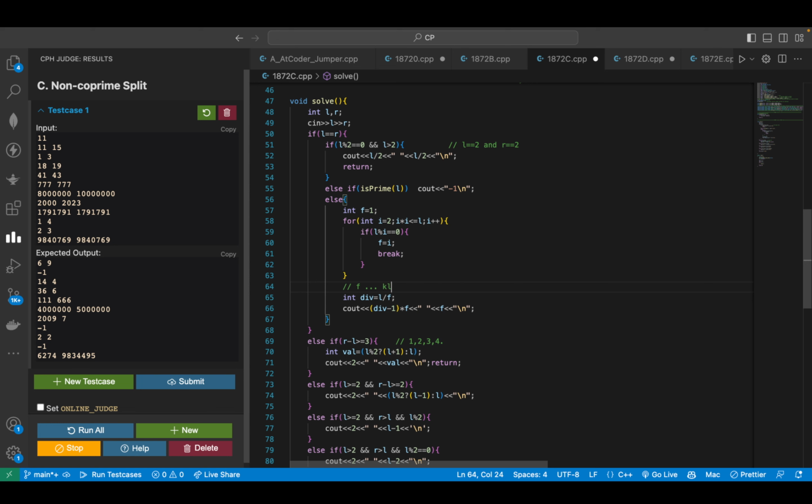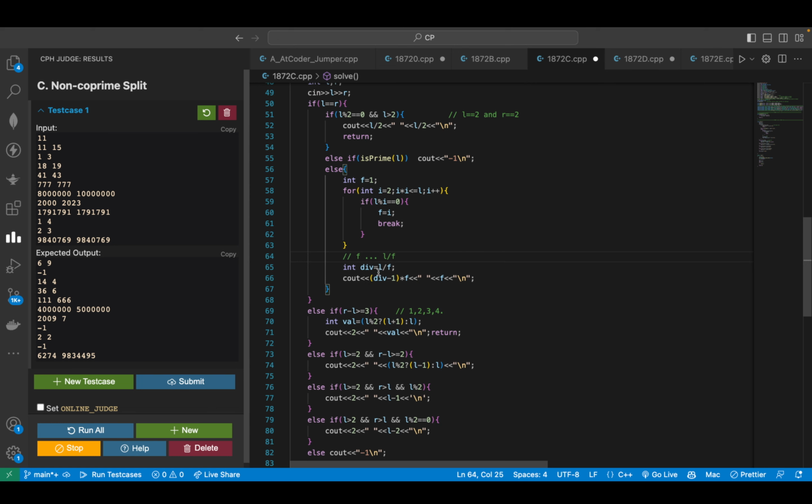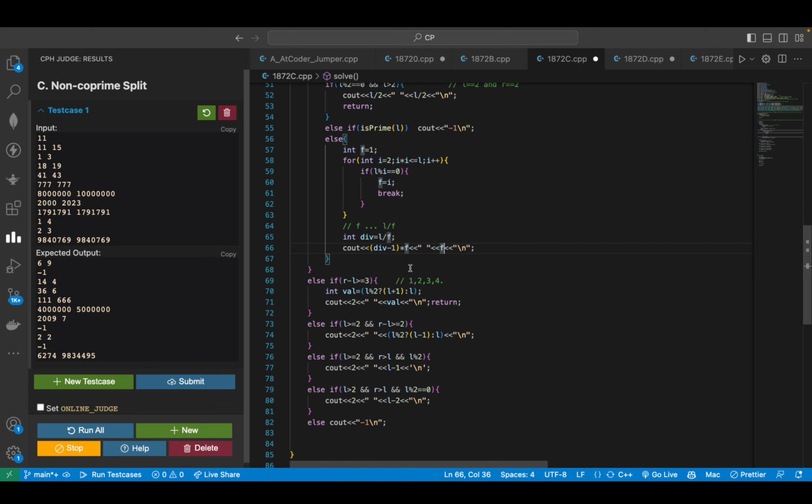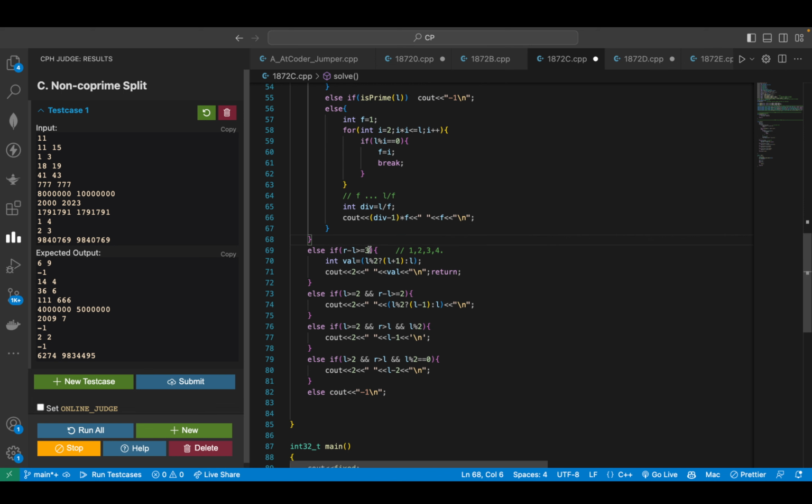So the second factor definitely would be L divided by f, correct? Now I'm saying that the first number is L divided by f minus 1, into f, and the second number is f, as discussed. Cool. Now what if R minus L is greater than or equal to 3?